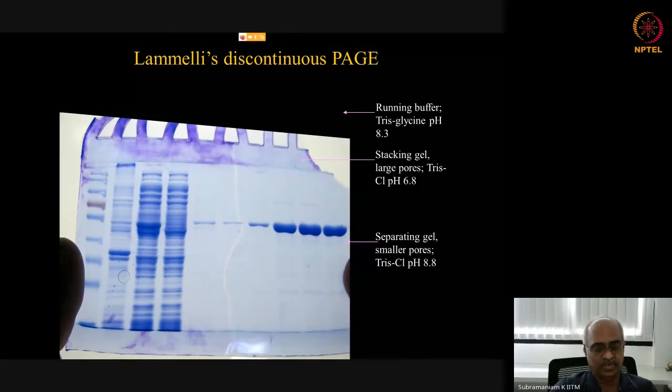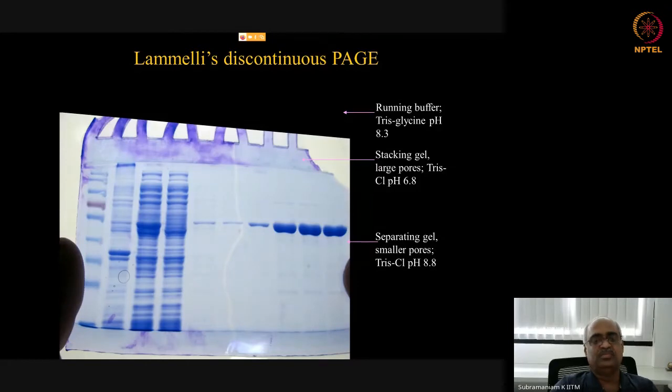constant for all proteins. So this is the treatment we do, so that the shape of the protein and the inherent charge on the protein do not affect the separation, and the separation is only based on molecular weight. So this is one modification.